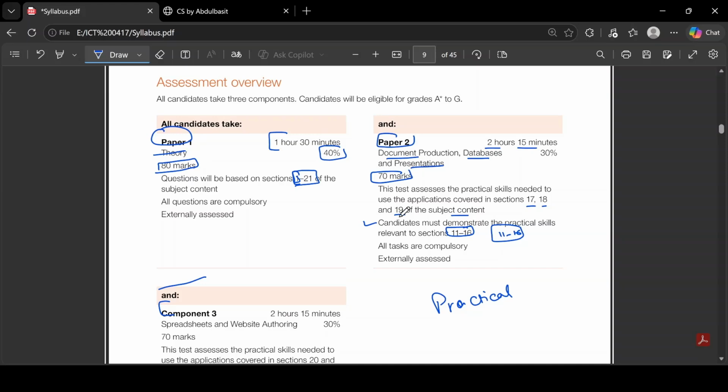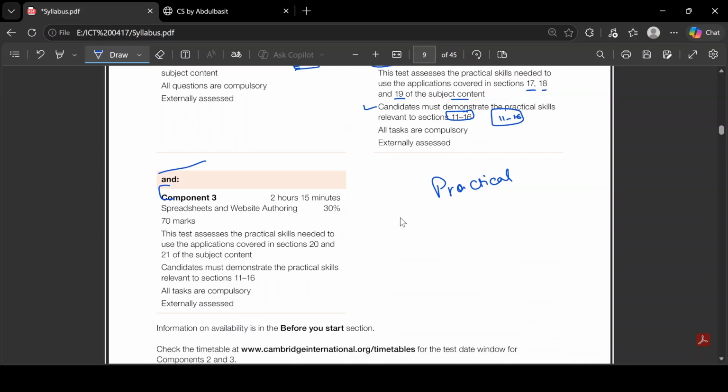Then paper 3 is again practical based. In this paper, the content is regarding spreadsheet and website authoring. It consists of 70 marks. Again, the content is limited to 20 and 21, which will be our main focus. But again, 11 and 16 are the basic needs in order to cover that particular paper. All tasks are compulsory in this paper.